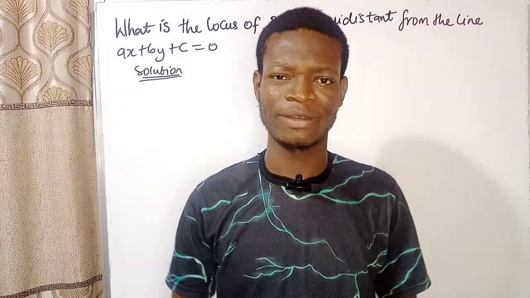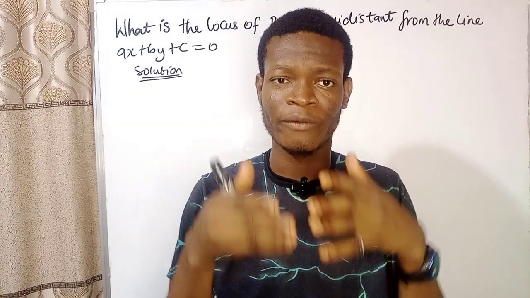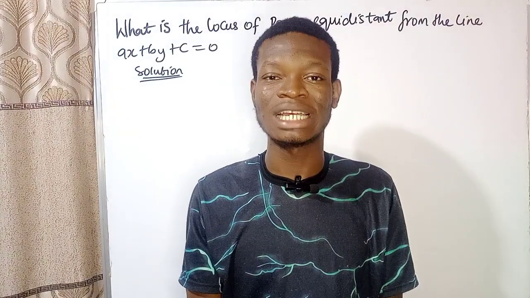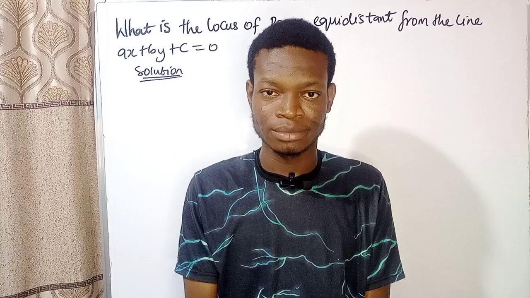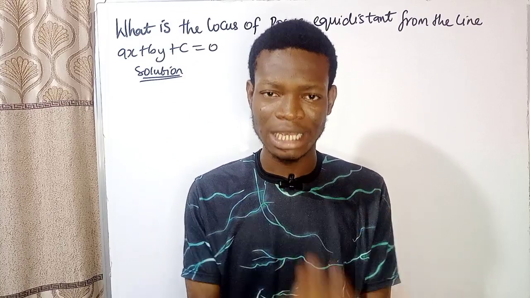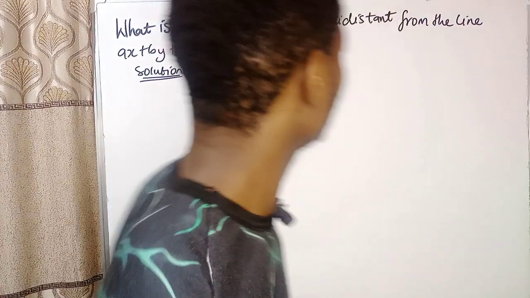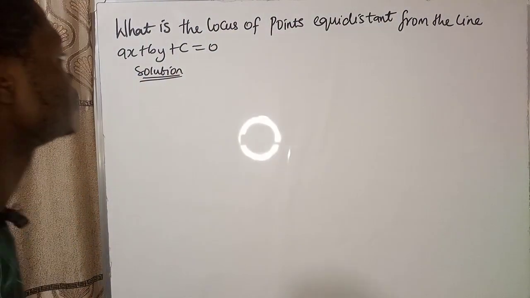Let me start with a sphere. A sphere is a locus of a point in space equidistant from the center of the sphere. Now, what is a circle? A circle is a locus of a point in a plane. Now, what is this locus of a point they are telling us about? We shall know it now.